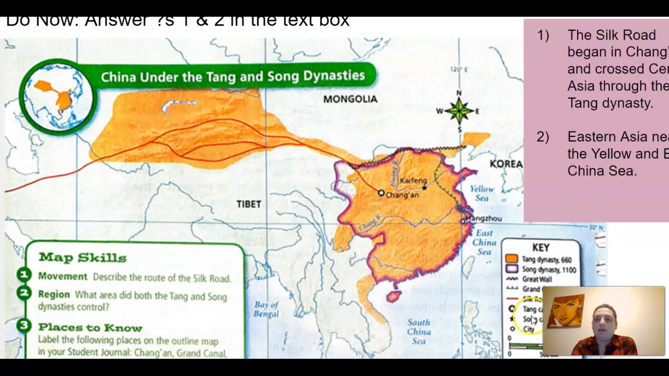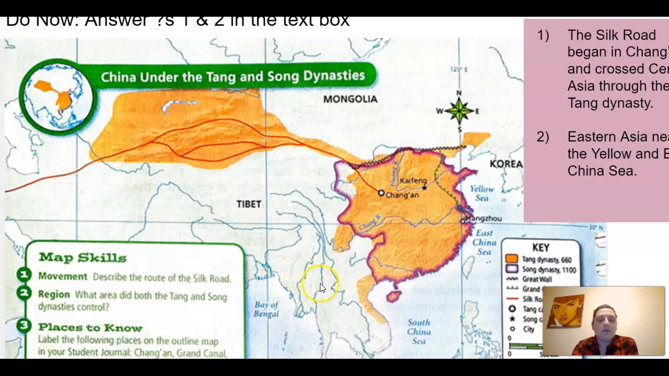All right, so for number 1, describe the route of the Silk Road. The Silk Road began in Chang'an, right here where that star is, and it crossed Central Asia through the dynasty. So that orange is the Tang dynasty, and the route clearly just crosses all the way through.